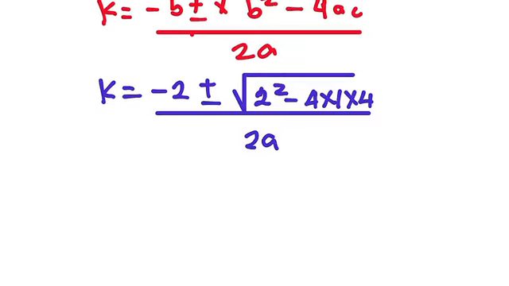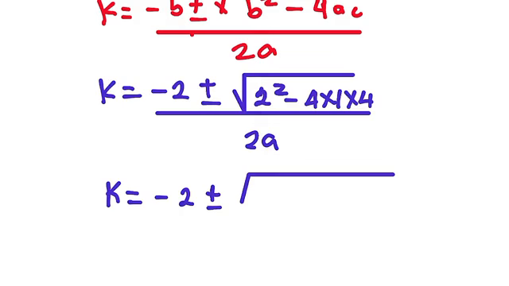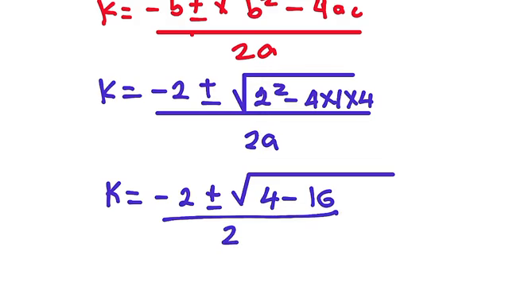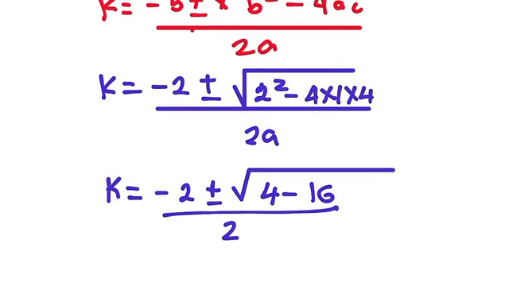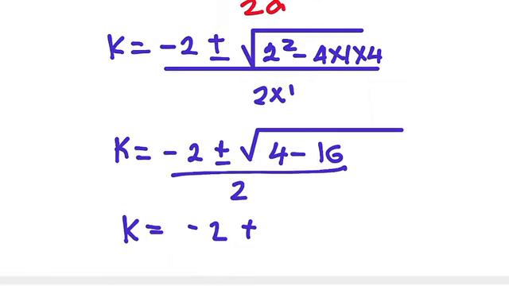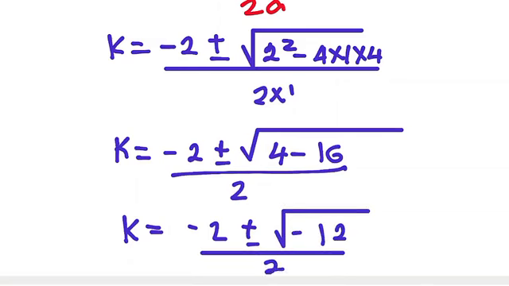So we have k equals minus 2 plus or minus the square root of 4 minus 4 times 4, we have minus 16, all divided by 2 times a. What is a? a is 1. I did not even put it here. a is 1, 1 times 1, and here we're going to be having 2. So now k equals minus 2 plus or minus the square root of minus 12, all divided by 2.